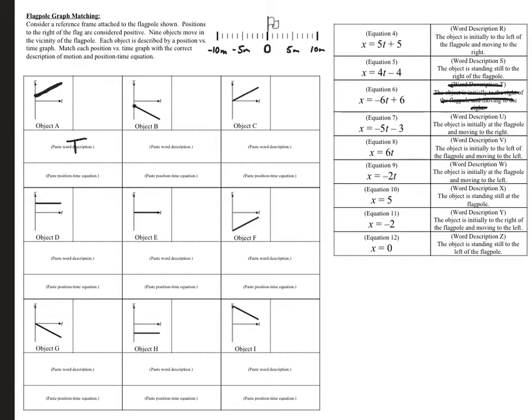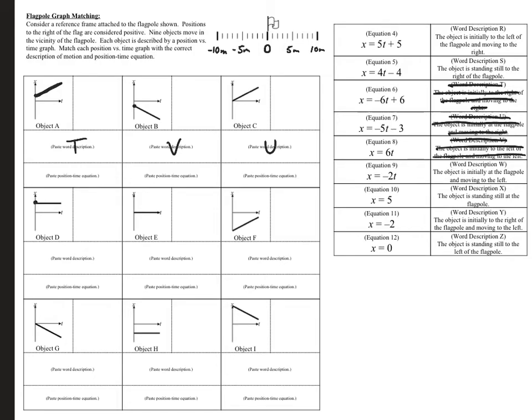So which one is that one? That looks like V. The object is initially to the left and moving to the left. So we'll scratch that out. We'll put that there. What about C? It's sloped upward, so it's moving right, but where does it start? Well, it starts at 0, so it starts at the flagpole. So it's initially at the flagpole, and it should be moving to the right, which looks like word description U.